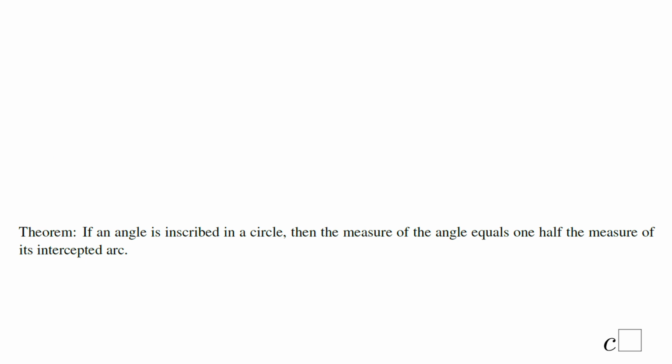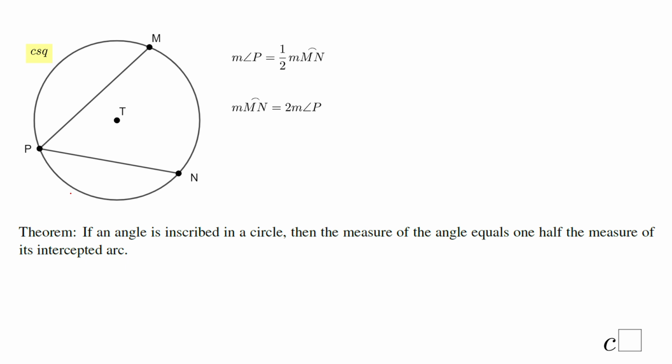What is important about an inscribed angle? This is what the theorem says. If an angle is inscribed in a circle, then the measure of the angle equals 1/2 the measure of its intercept arc. So let's take a look at what we have here. An inscribed angle P, the measure of that angle is 1/2 of the measure of the arc. You can see this the other way: the measure of the arc is twice the measure of the angle. Sometimes that relationship is better for solving problems.